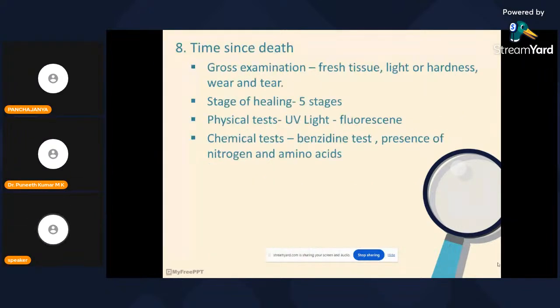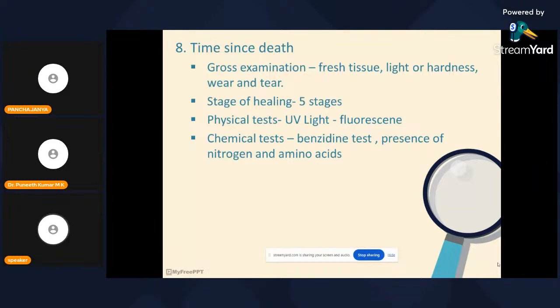And then time since death, by gross examination. If the bone is present with fresh tissue, that indicates that it is recent, or the duration is very short. And the lightness or hardness: the bone will be hard at the time of death, early death, and it will become very light as the duration passes.